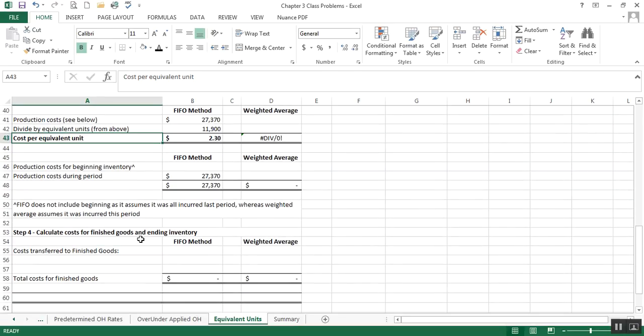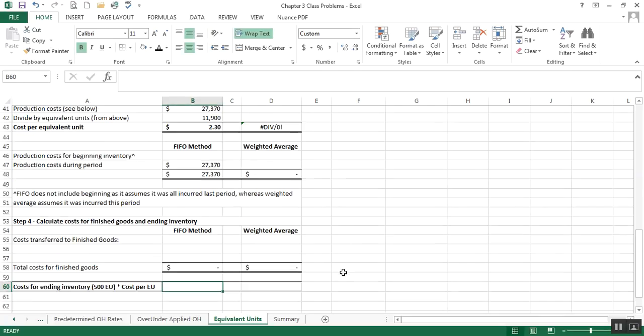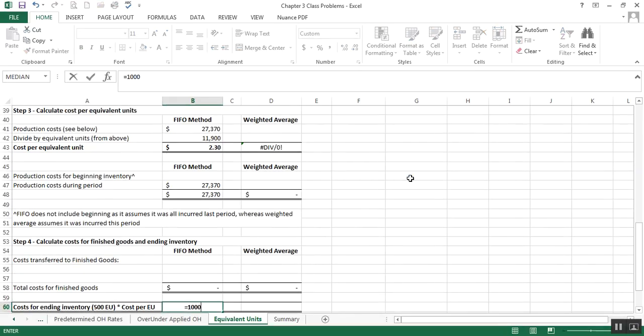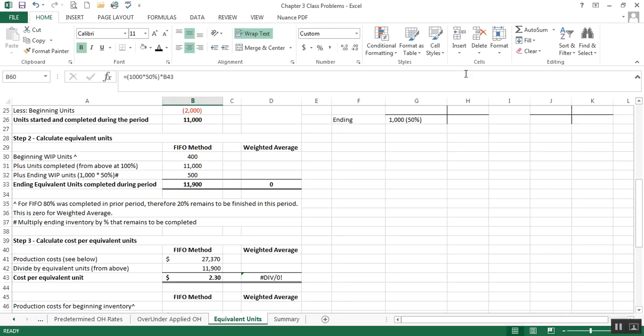Now we can finally move on to the fourth step. This is where we're going to calculate the costs that are transferred to the finished goods and also the costs of our ending inventory. EU here stands for equivalent units. So let's do our ending inventory first. Remember we said that we had 1,000 at 50%, so we're going to have 1,000 units times 50%. That gives us the number of units, which is 500. And then we're simply going to multiply that by our equivalent units cost per unit. So that means the ending inventory here under the FIFO method is going to be 1,150.